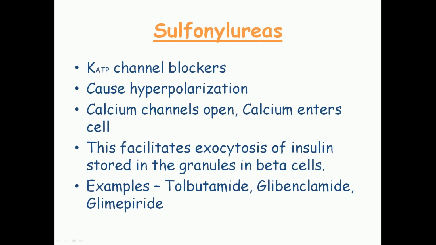Now we'll talk about sulfonylureas in a little bit more detail. Sulfonylureas are potassium sensitive ATP channel blockers. They cause hyperpolarization as I've shown in the picture. They open the calcium channels, calcium enters the cell. This facilitates exocytosis of insulin stored in the granules in beta cells to the exterior. Examples of sulfonylureas include tolbutamide, glibenclamide, glimepiride. Tolbutamide is a first generation sulfonylurea, whereas glibenclamide and glimepiride are second generation sulfonylureas. These are very important drugs in recent days.